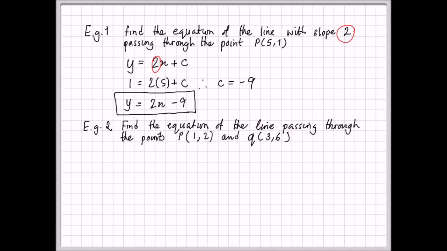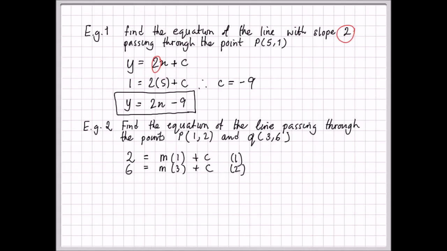In the next example, we're given 2 points, and we want to find the equation of the line passing through these points. What we can do is we can take point P first, and writing this in the form y is equal to mx plus c, we can write 2 is equal to m times 1, which is the x value, plus c. And we'll call that equation 1. And similarly at Q, we can write 6 is equal to m times 3 plus c. And we'll call that equation 2.